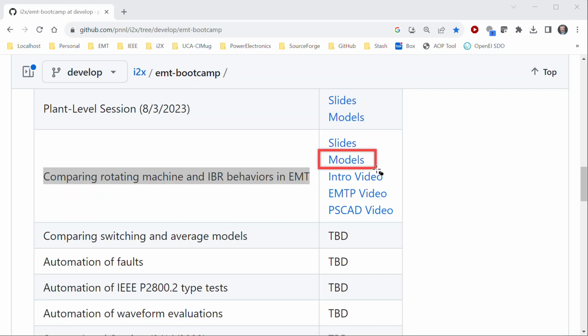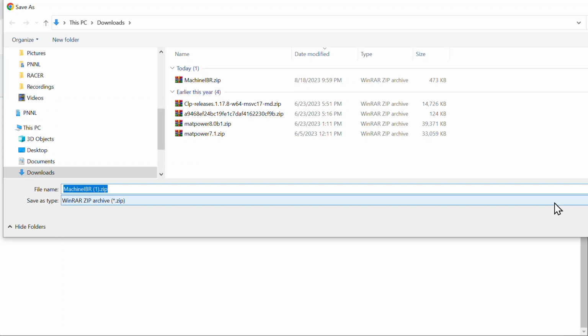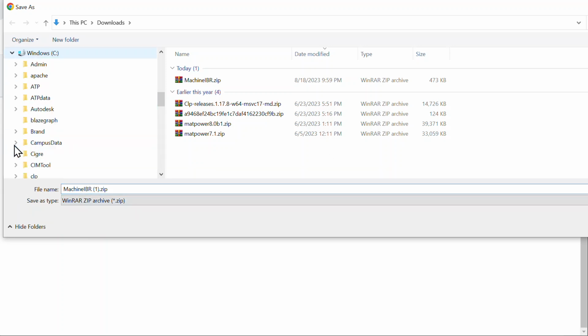click on this link here for models. So it's going to take me to a file that's 472 kilobytes. The way to download this is over here next to the word raw. It says download raw file. And I'm going to click on that. And I'm going to navigate to a directory I'm going to use, the same one each week. It's under my temp directory.